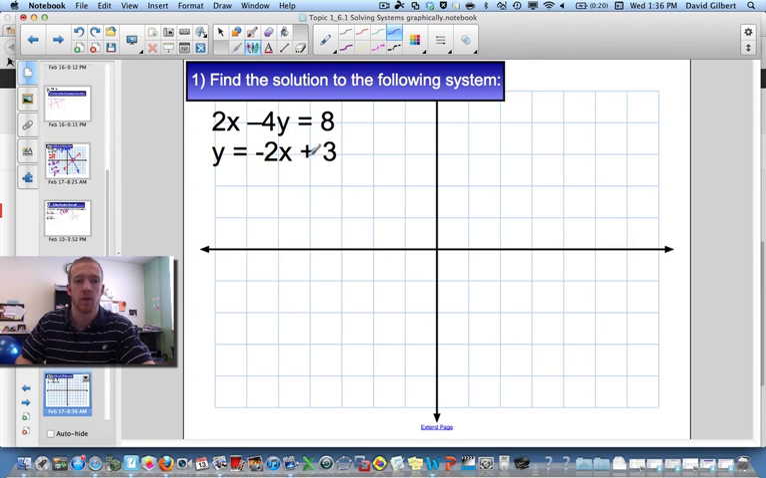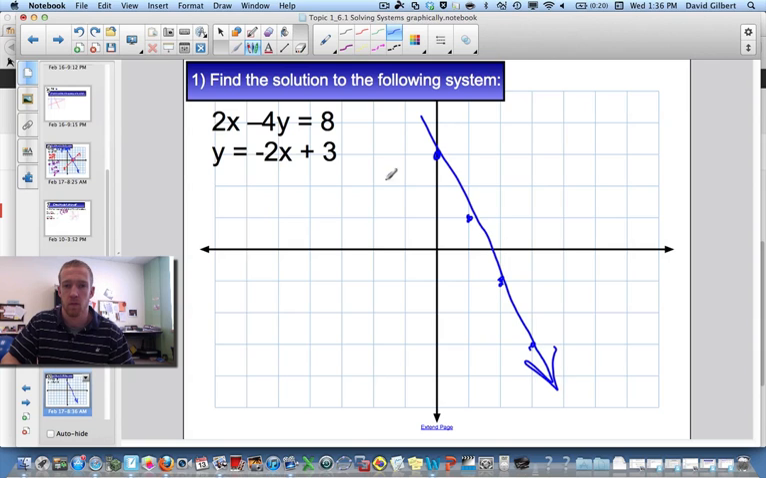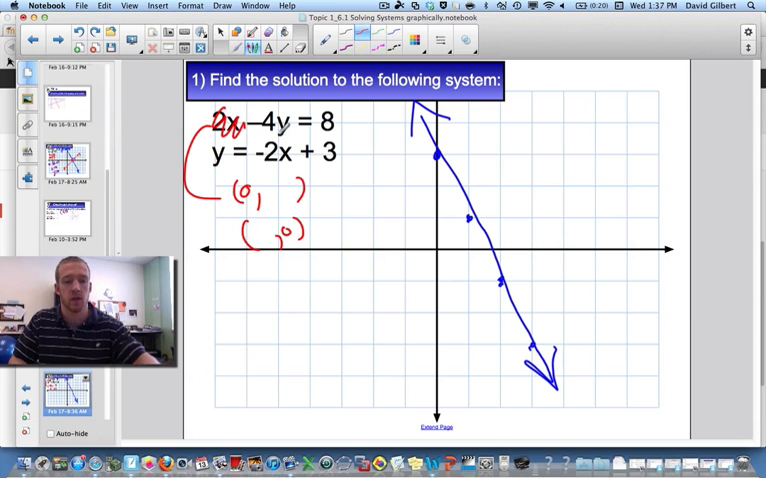Alright, so one more. Y-intercept is positive 3. And then down 2, forward 1, down 2, forward 1. And then I'm going to do the intercepts for this. So this is actually for this equation. So cover up x. Negative 4y equals 8, so y is negative 2.